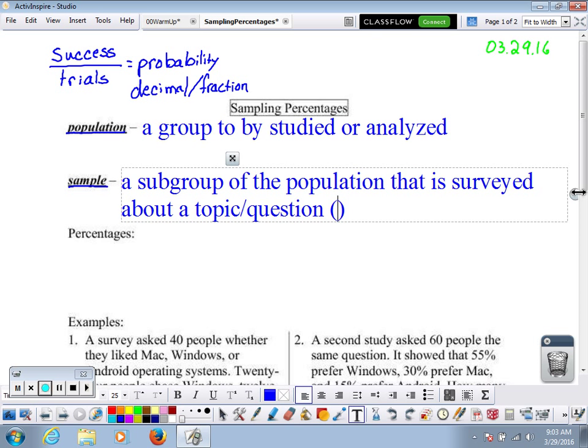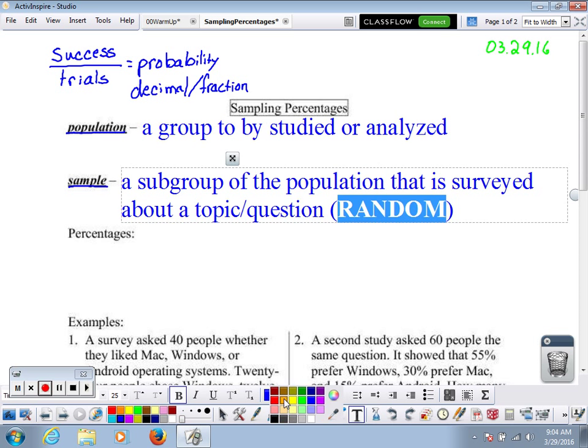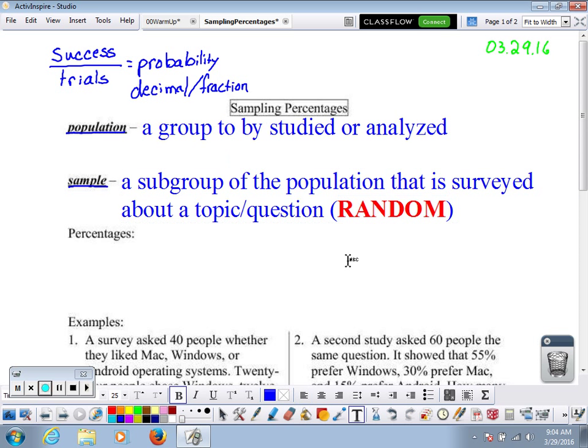Now what we hope though, we really, really hope, is that this sample is random. We really want them to be random. We'll talk a little bit more about what it means for a sample to be random later. For right now, I just want you to know that random in statistics means something slightly different than what you're used to random meaning in general conversation. It does mean something just a little bit different. We'll talk about that later on.